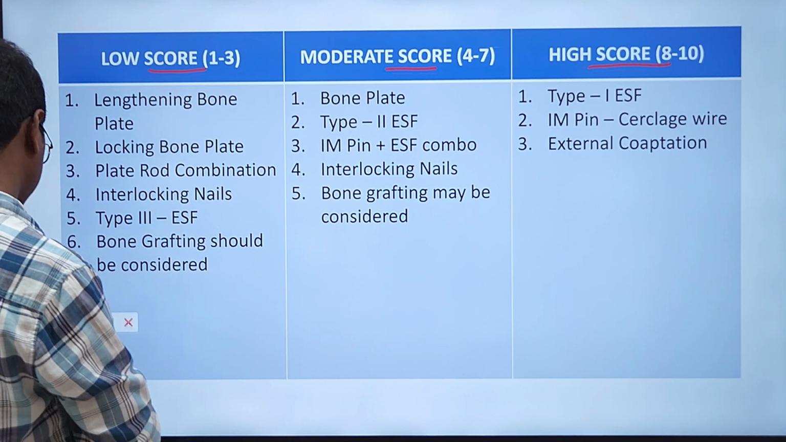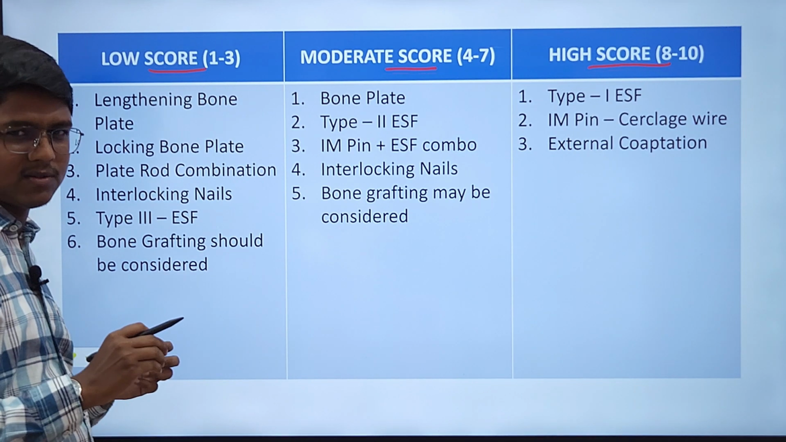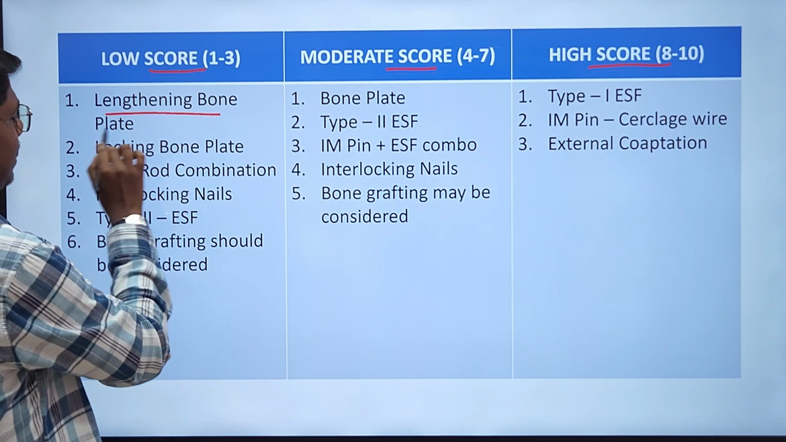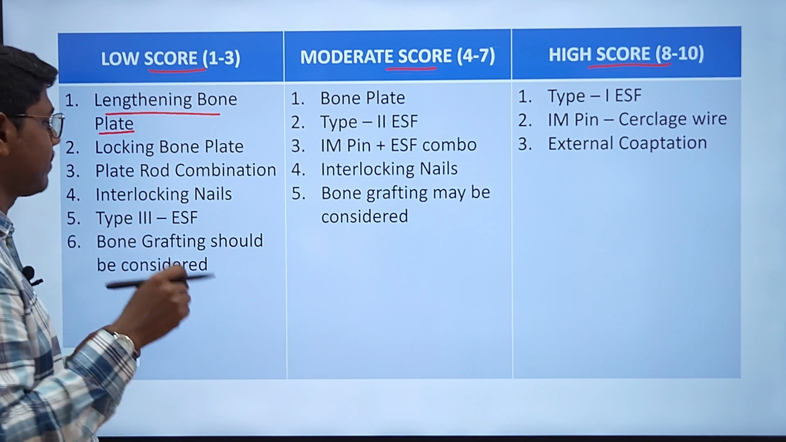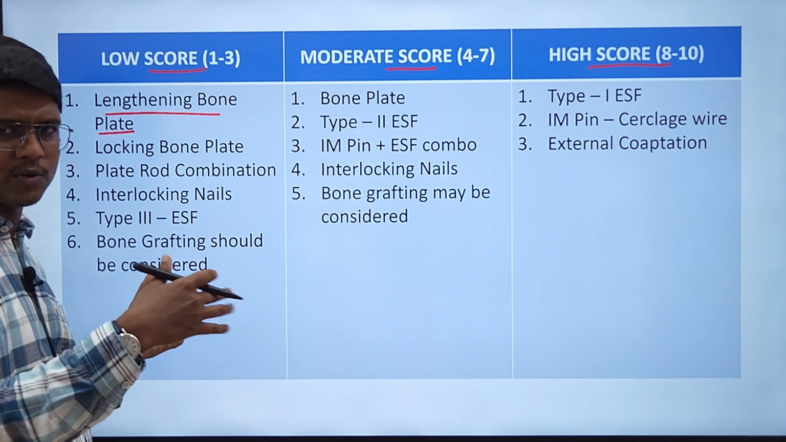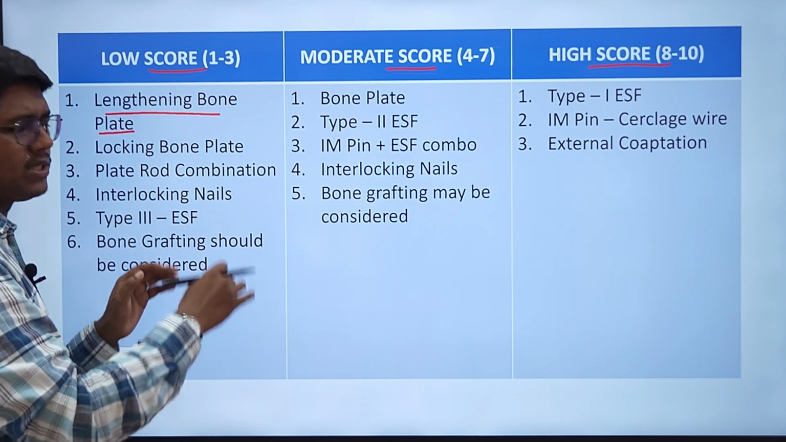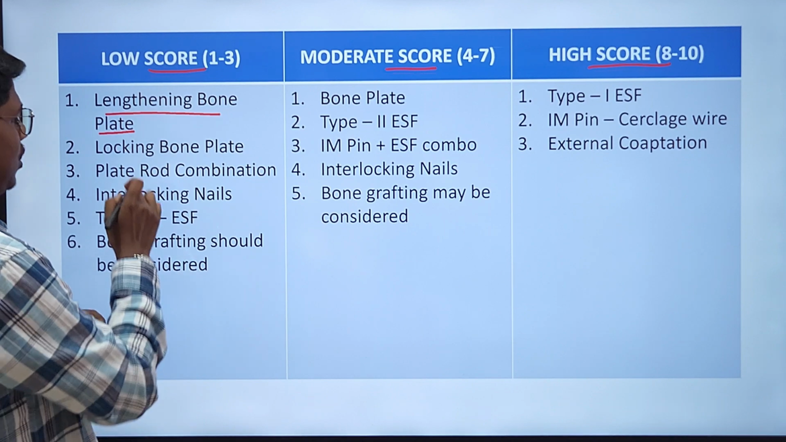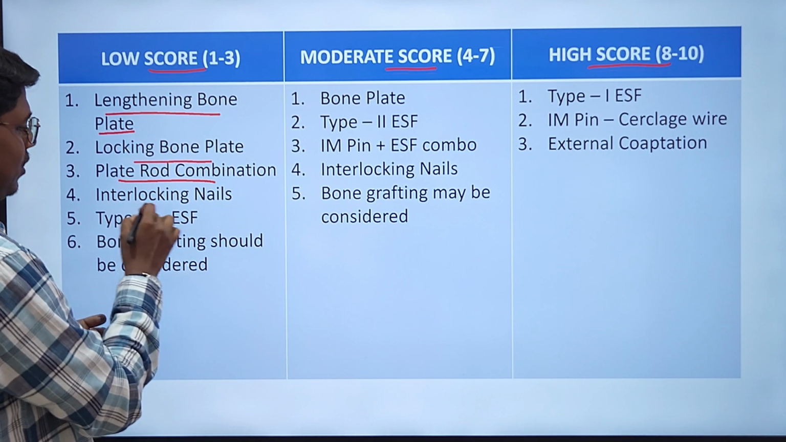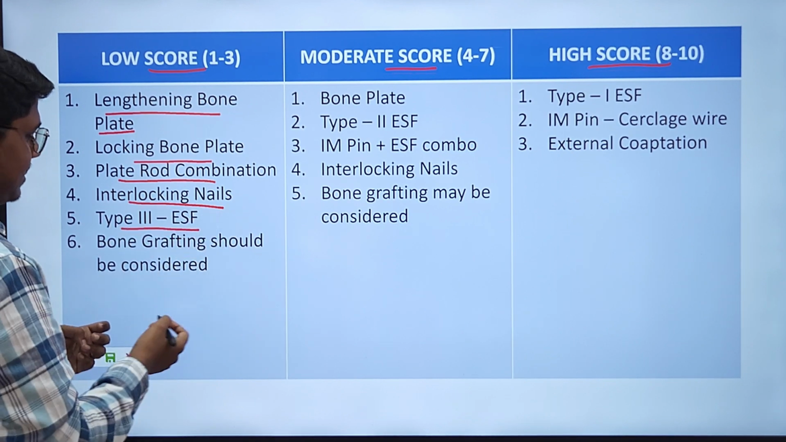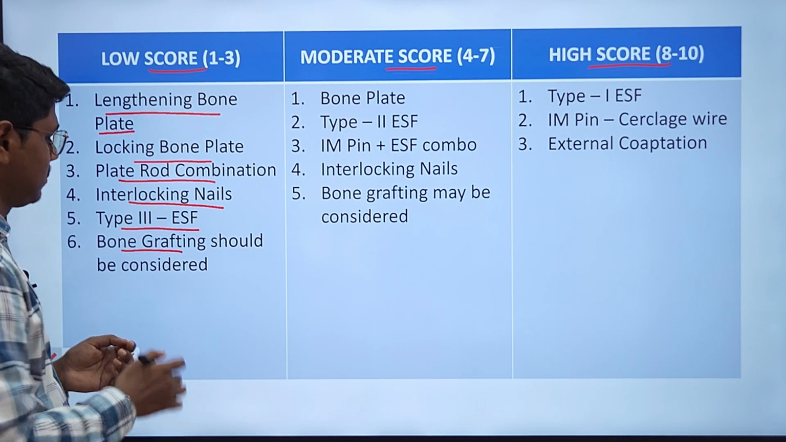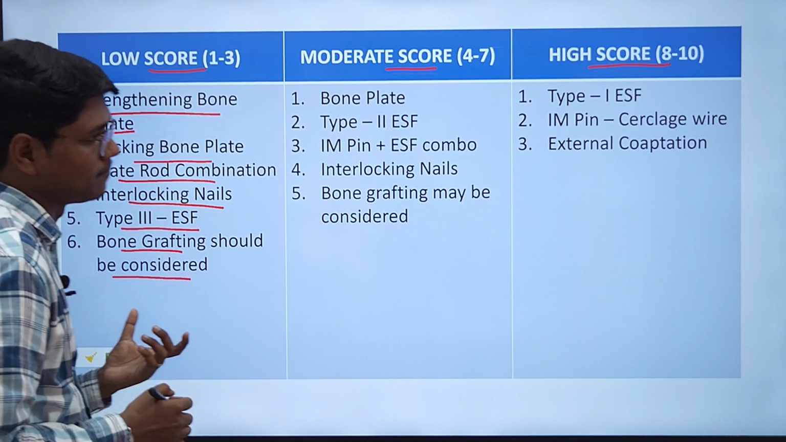For example, in case of a low scoring patient, which is a very high risk patient, you may need a bone lengthening bone plate, especially for comminuted fracture. We'll discuss the plates, nails, ESFs in subsequent classes, don't worry. Simply know which things you should select: locking bone plate for low score, plate rod combination, interlocking nails, type 3 ESF, and here you should consider bone grafting. Next class we will discuss bone grafting.